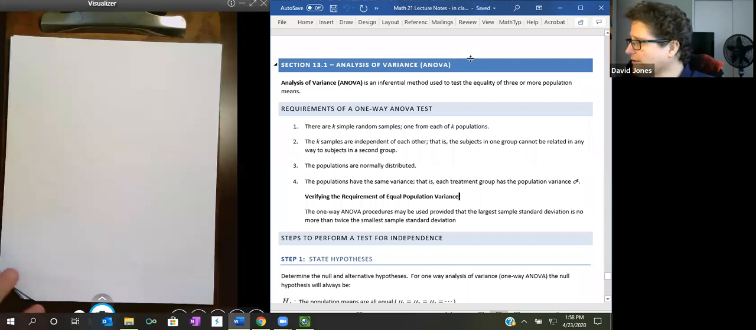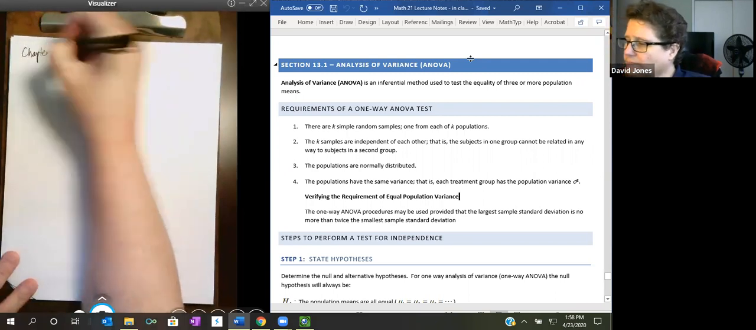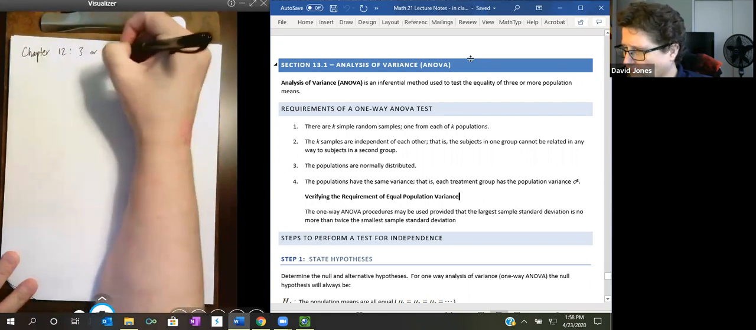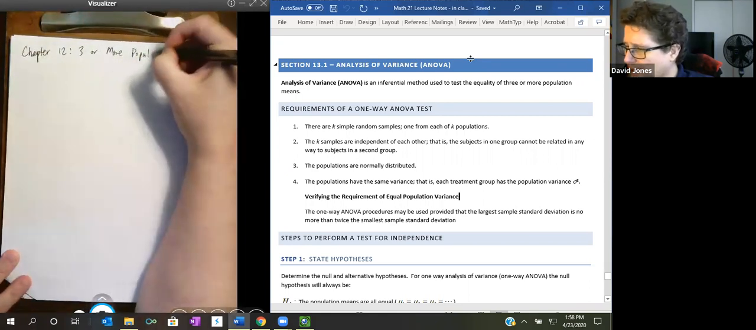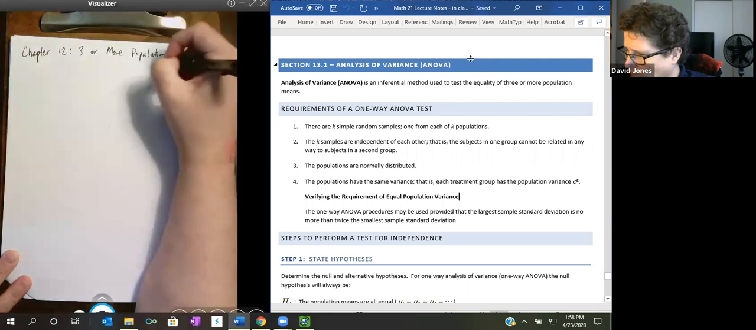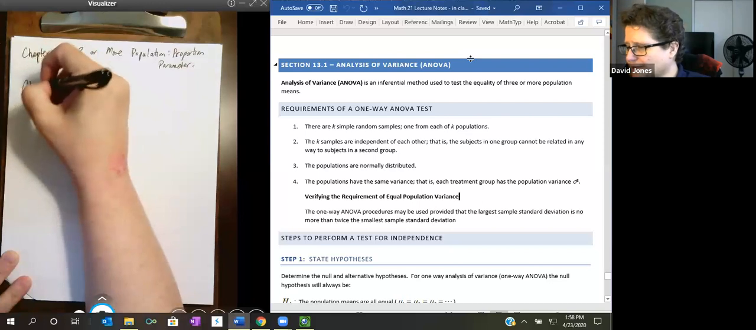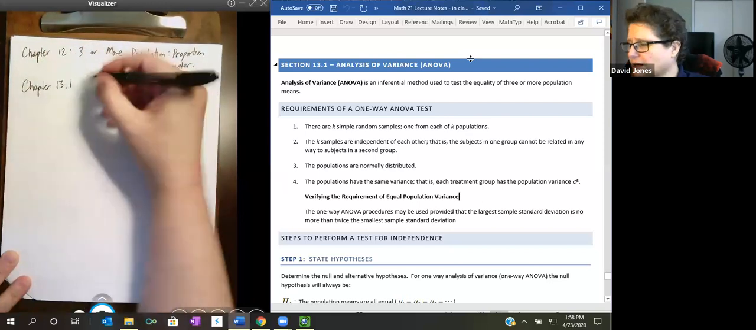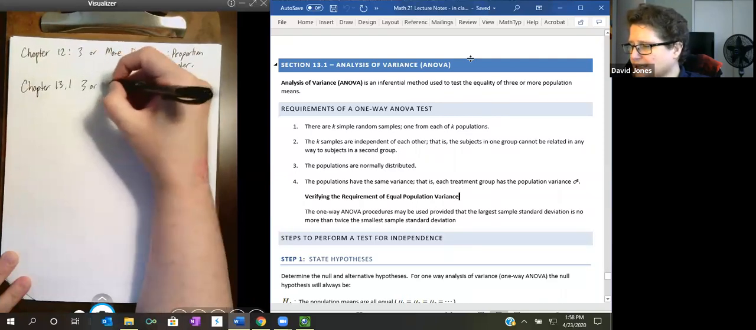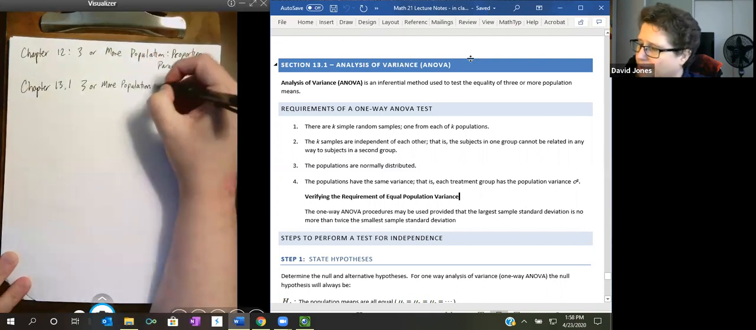So chapter 12, what were we looking at in chapter 12? Chapter 12 was on 3 or more populations and we were looking at the proportion parameter. Chapter 13, which we're going to do today, 13.1 is on 3 or more populations. And here we're going to be doing a means test. The parameter will be the mean.